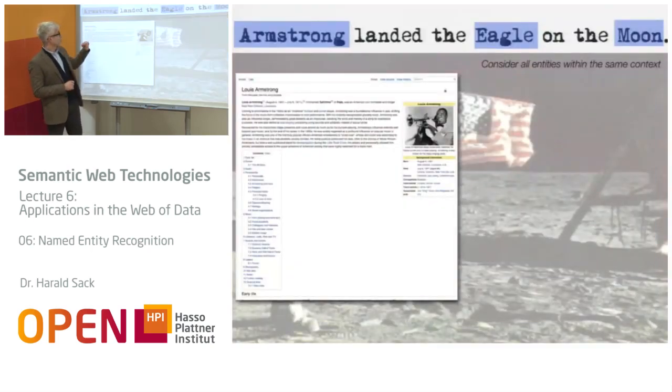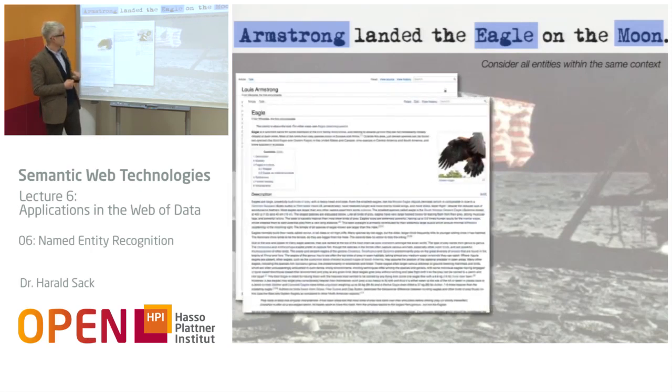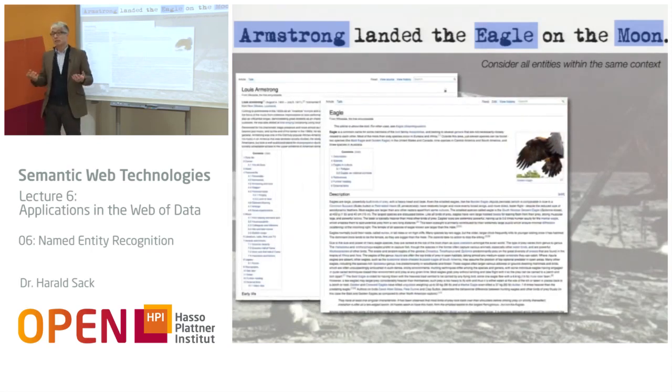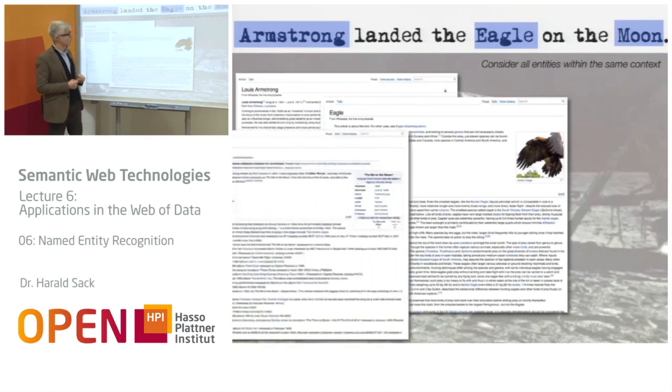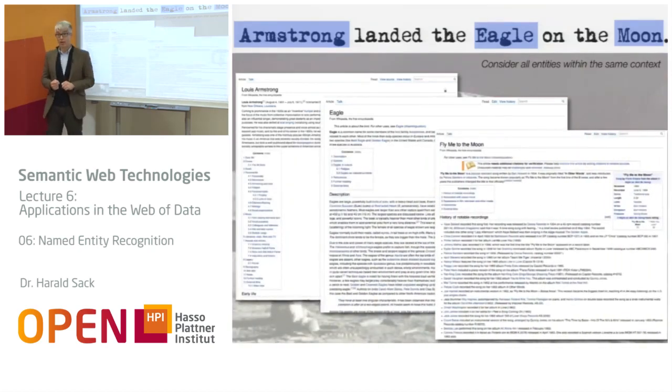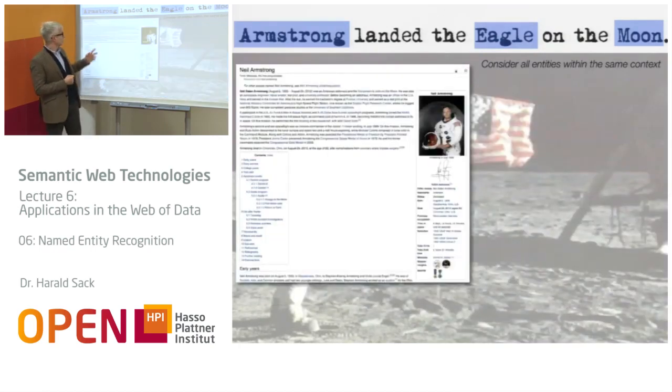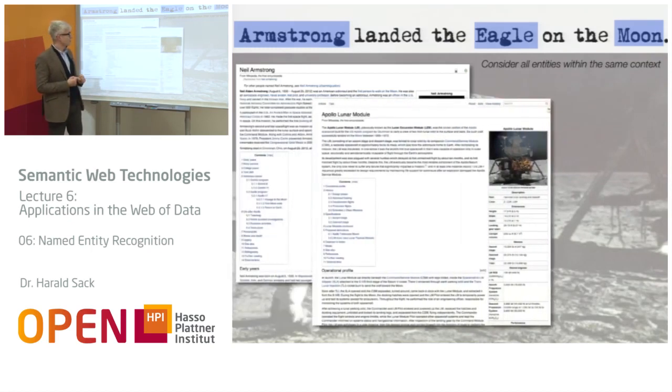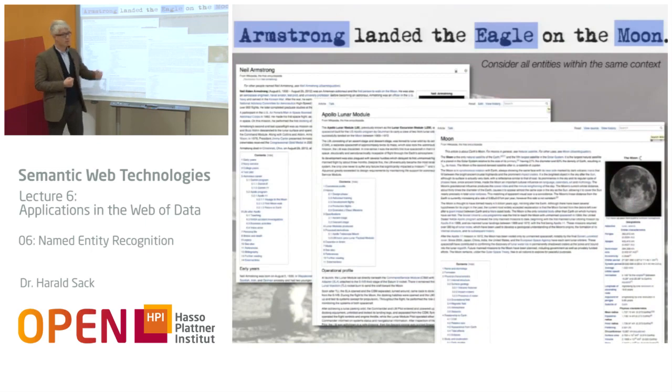Okay, for example, try to map Armstrong to some Wikipedia pages. I can try to map Armstrong here to Louis Armstrong. I can try to map the eagle to the eagle, meaning the bird, the animal, and I can try to map the moon to Fly Me to the Moon. At least we know that Louis Armstrong and this song, Fly Me to the Moon, have something in common. But you will see it's much more likely that the Wikipedia page of Neil Armstrong has something to do with the Wikipedia page of the Apollo Lunar Lander module, which was called Eagle. And this, of course, has something to do with the moon, the planet moon.